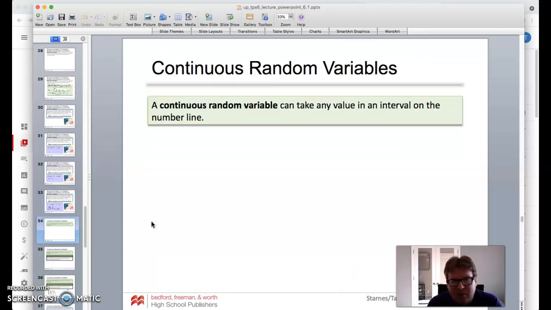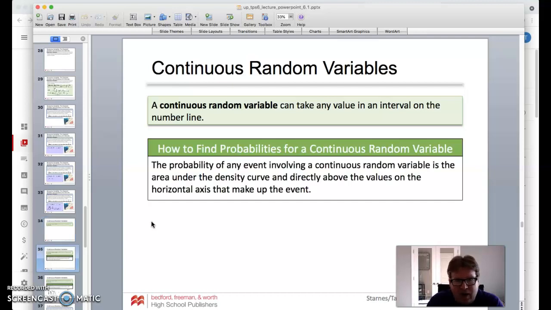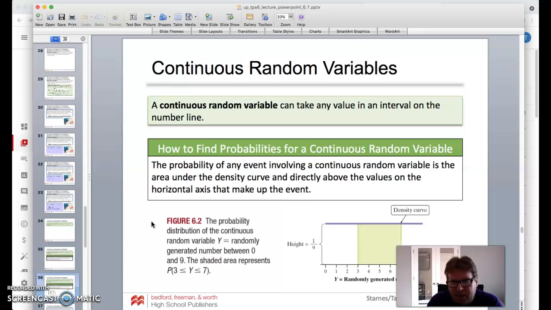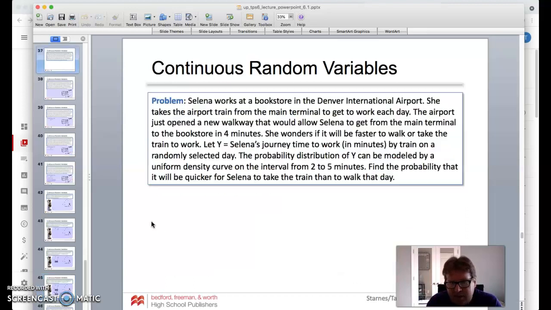Now, a continuous random variable can take on any value in an interval on the number line. So it's not just a discrete one, it's continuous here. And so the probability is going to be the area under the density curve and directly above the values on the horizontal axis that make up that event. So if we had something like this, where y is a randomly generated number between 0 and 9, and the shaded area represents the numbers 3 through 7 inclusive, to find the probability of that, we'd have to find the area under that density curve. It's pretty easy, actually.